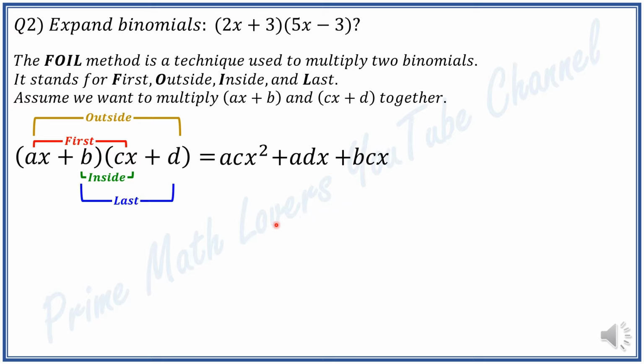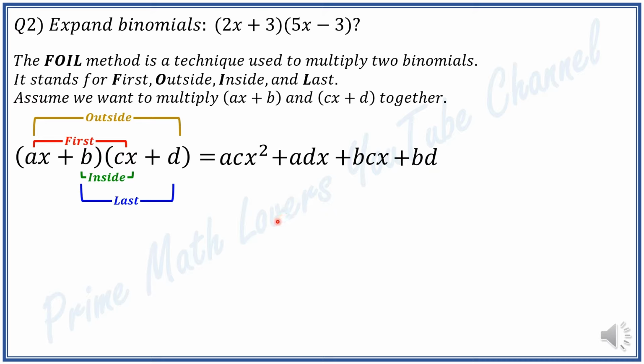And the last one is last. Multiply the last term of each binomial together. Means we multiply b and d. So it will be plus bd. And the last step, finally, is to add all the products obtained from the previous steps to get a final result. Means we combine these two terms together because both are the coefficients of x. And the result will be acx squared plus ad plus bc times x plus bd.